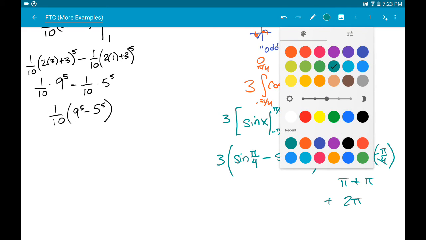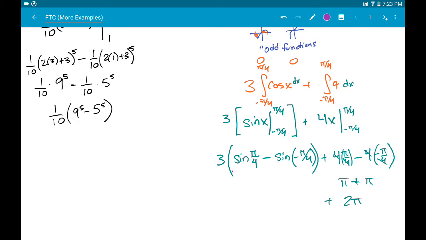And we've got some unit circle stuff going on. Sine of pi over 4 is rad 2 over 2. Sine of negative pi over 4, I'll do a little picture up here. Negative pi over 4, you're looking at this position, and sine is negative. So we have a negative rad 2 over 2.